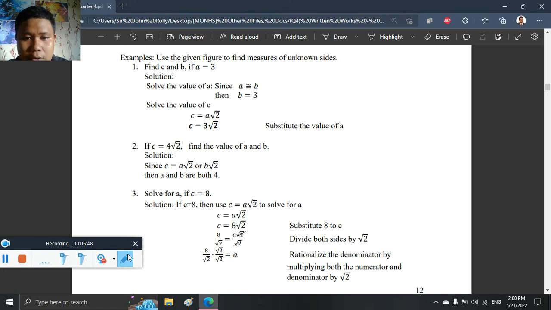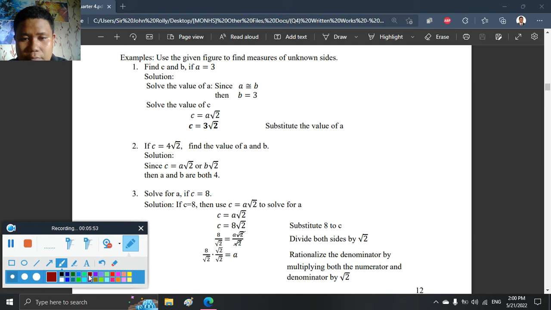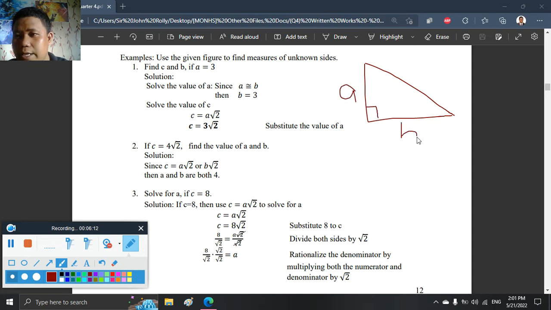So, mag-drawing ko og triangle. Sige, let's draw a triangle. Pasensyahi na akong drawing. Basta, assume lang nato nga kani is an isosceles right triangle. So, this is A, this is B and C. Let's say A is 3. So, ang A equals 3. Then, you're going to find the C and B.